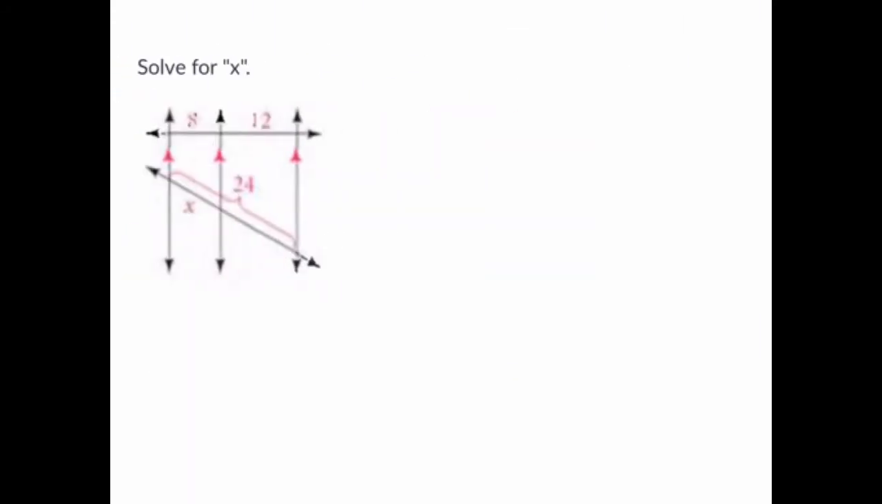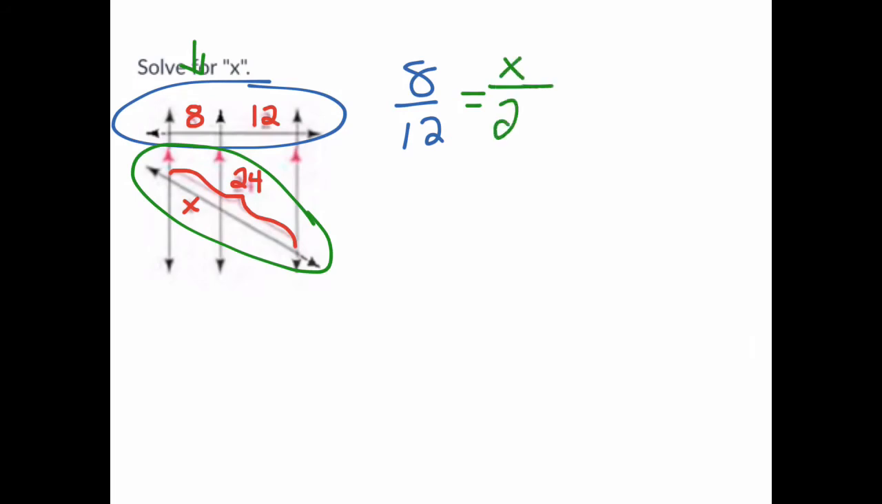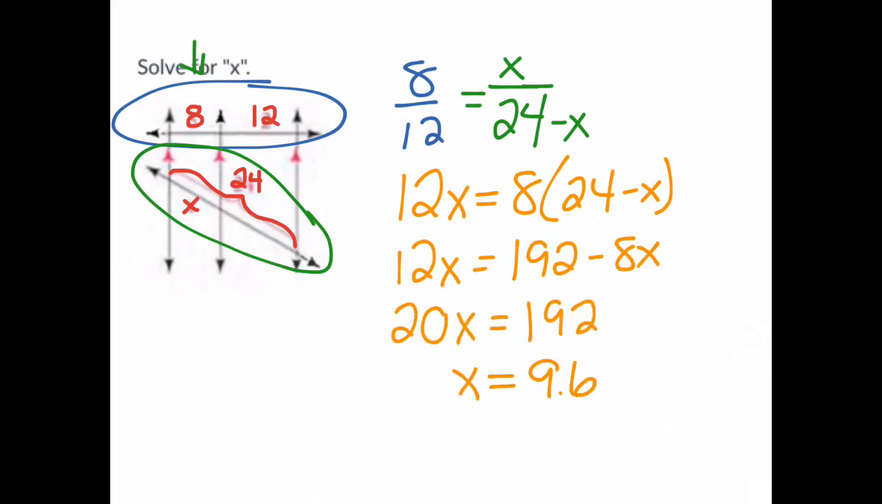Here's another one. It's a little challenging to read, but this one is the corollary to the side splitter theorem here, and we're going to solve this for x. So we're going to take the information from one of the transversals here and turn that into a ratio, and then we'll take the information from the other transversal and turn that into a ratio. We started with the left-hand side on that one, so we'll need to start on the left-hand side here as well. So x, and it will be over the whole thing, 24 minus x. And then we will use our cross product property and solve for x. And what you get is that x equals 9.6.